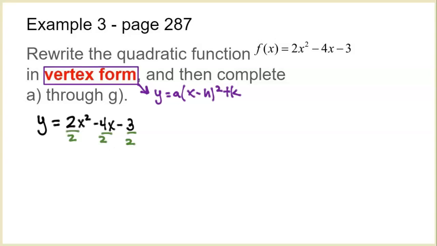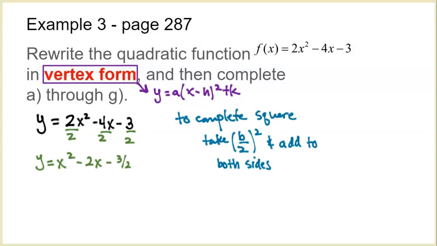So if I want that leading coefficient to be a 1, that means I need to divide everything by 2 and then simplify. So that gives me y equals x squared minus 2x minus 3 halves. And I need this to be a 1 so that I can complete the square. And to complete the square, I need to take the middle term, which is negative 2, divide it by 2, and square that value, and I'm going to add it to both sides of the equation. In this case, it's not really going to be both sides. Well, I'll show you in a moment what I mean.